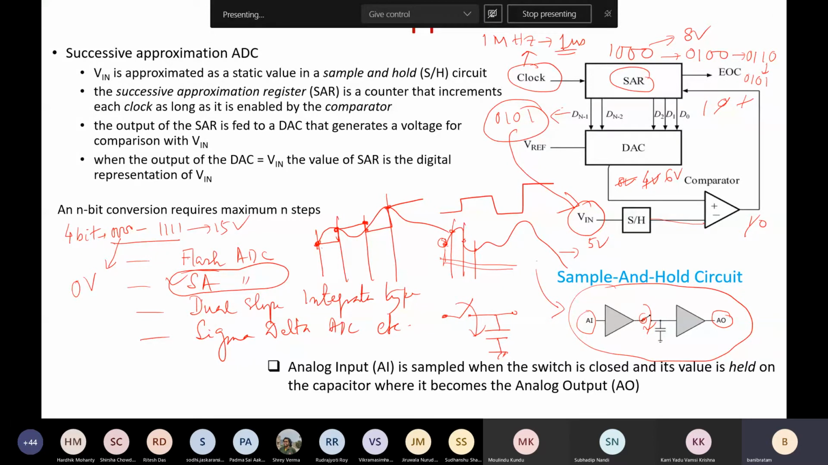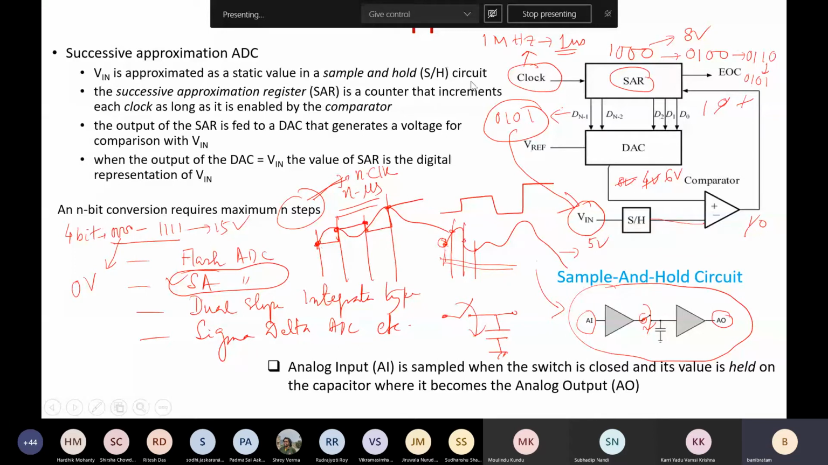So each clock duration is 1 microsecond, and each step corresponds to each clock. So n steps means how many clocks? N number of clocks. So for this example, if the clock frequency is 1 megahertz, the corresponding time is 1 microsecond. Then my conversion time will be maximum n microsecond. If it is 3 steps, then 3 microsecond. 4 steps, then 4 microsecond.